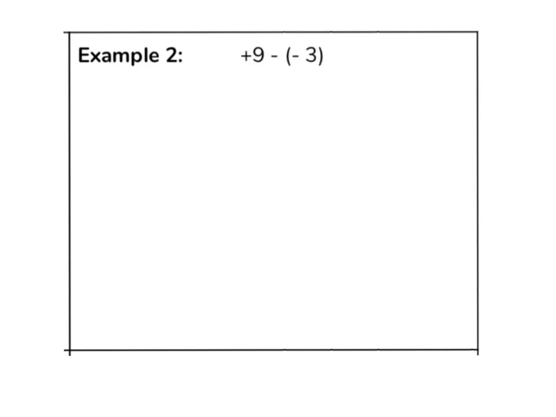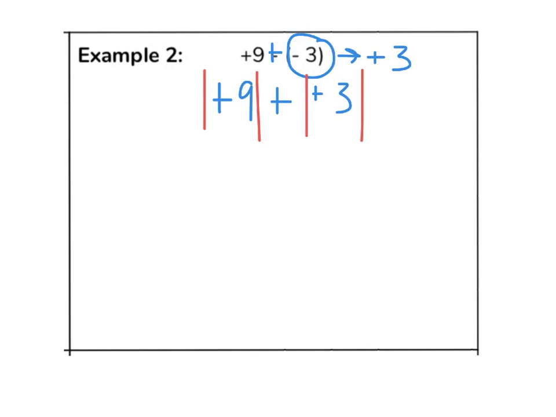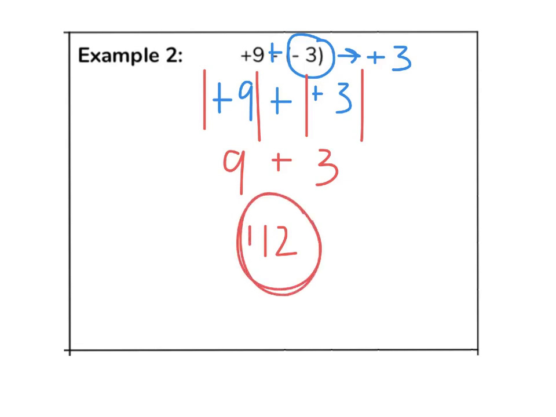Let's take a look at our second example. Again, we're going to keep the sign of the first number, so positive 9. We're going to change our subtraction sign to addition, so positive 9 plus, and then we're going to change this negative 3 into a positive 3, and then we're going to go through our steps for adding integers. So we're going to find the absolute value of each number. So we have two positives here. The absolute value of 9 is 9, plus the absolute value of 3 is 3. 9 plus 3 is 12, and they are both positive, so our final answer would be positive 12.